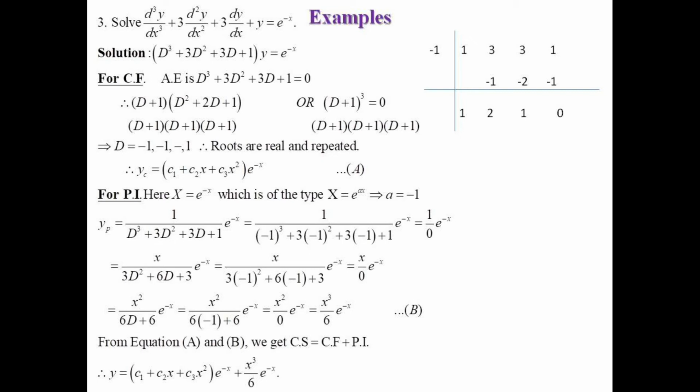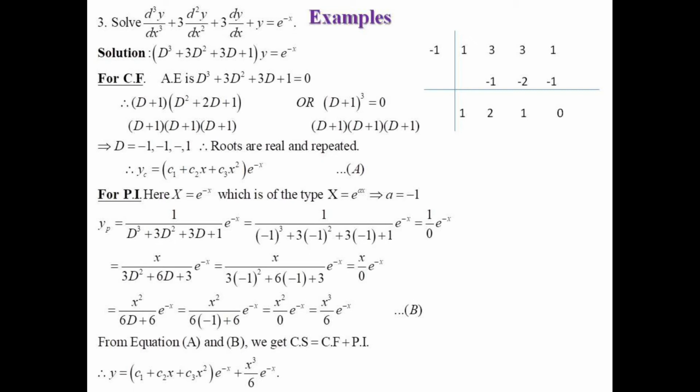We know that this is a cubic equation. This equation has two types of solution, the complementary function and the particular integral. Let's first find the complementary function. Again, we know that the complementary function is obtained by solving the auxiliary equation. Here the auxiliary equation is D cube plus 3D square plus 3D plus 1 equal to 0. This is a cubic equation, so we can solve it with the help of synthetic division. The equation is always in decreasing powers of D, so write down the coefficients of D, which are 1, 3, 3 and 1.